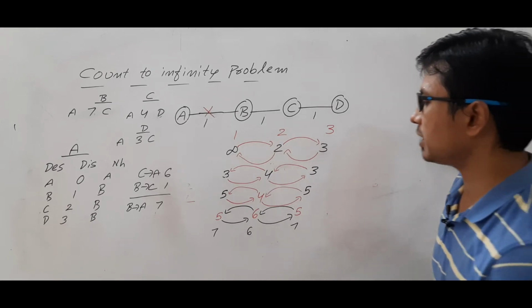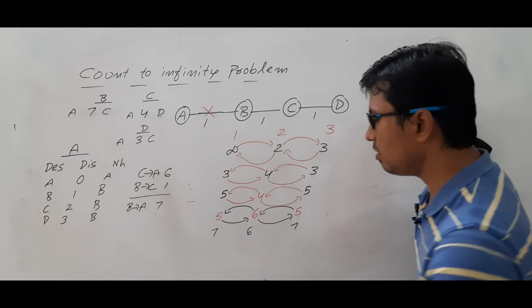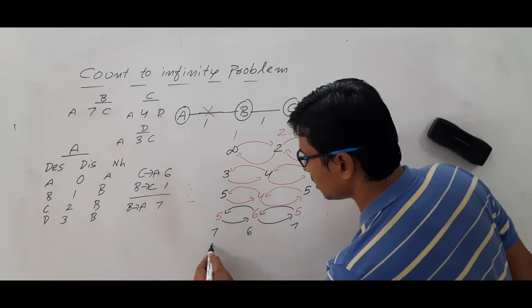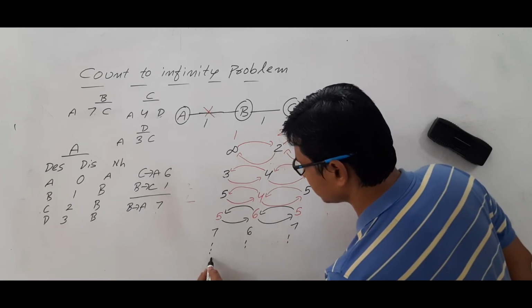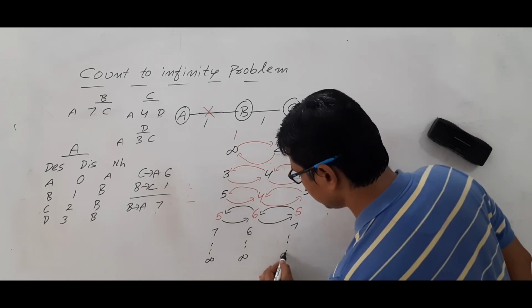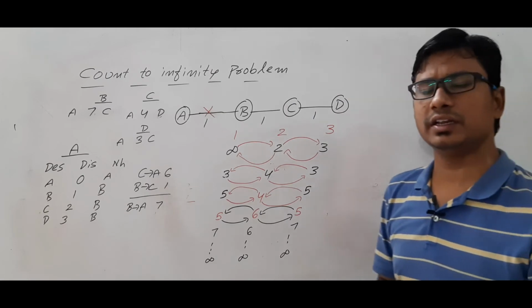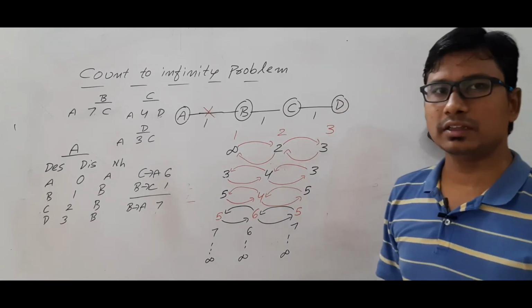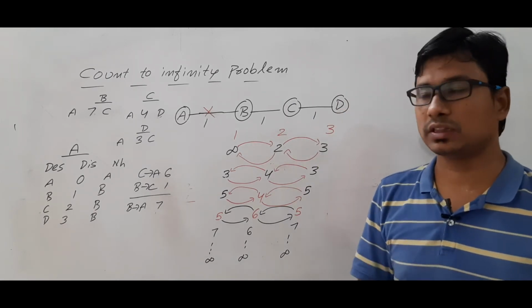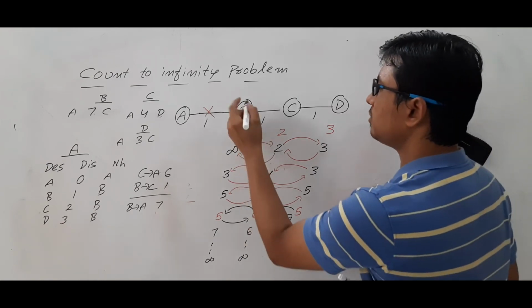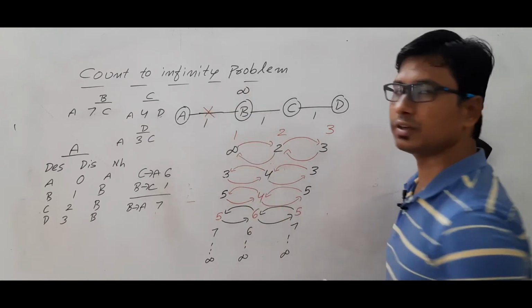So what is happening? After several iterations, finally these values will become infinity. Am I right or wrong? Is it clear? After several iterations, you are getting infinity. But what is the actual thing? When this became infinity, B to A distance is infinity.